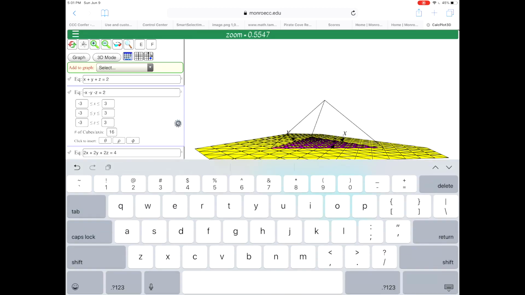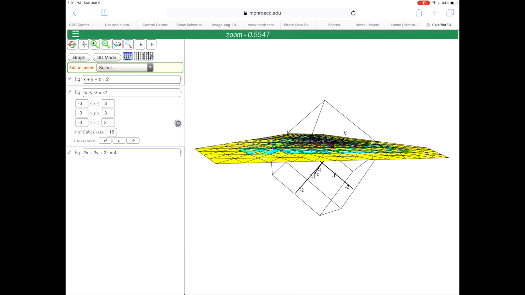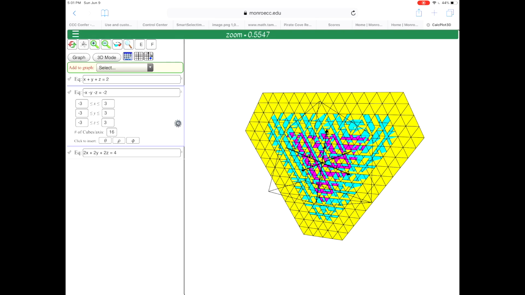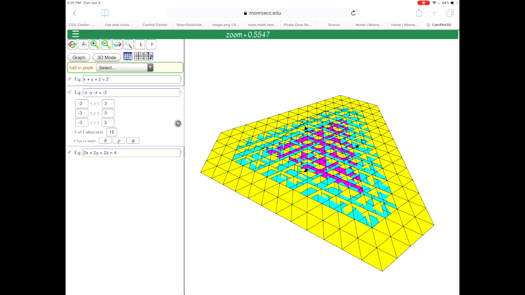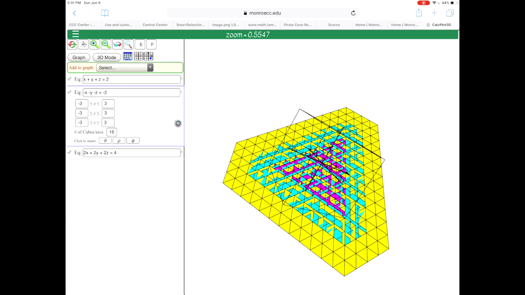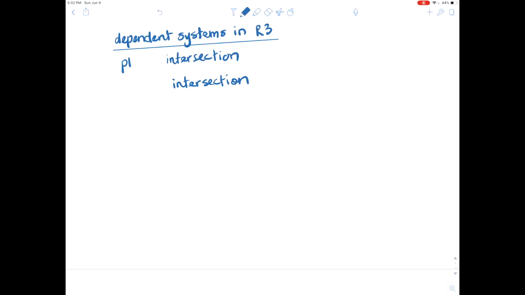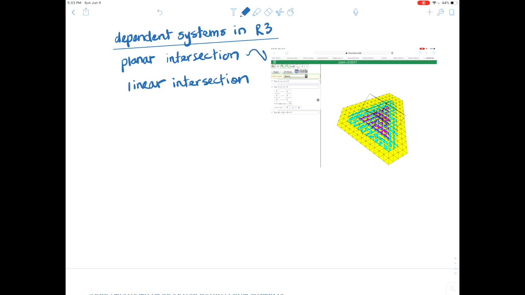oh, this one, sorry, needs to be -2. There we go. So now, isn't that kind of a cool picture? You can see with rotating it around, you can see they're all coplanar. All right? Okay. So here's the planar intersection, and then the linear intersection.